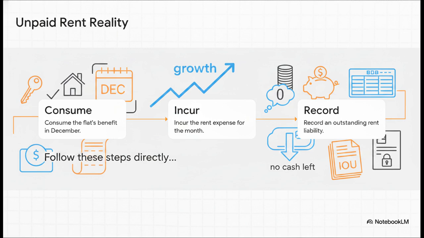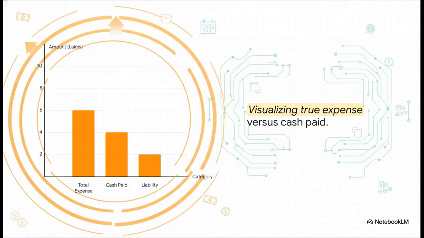Step 1, you consume the flat's benefit. Therefore, step 2, you absolutely must incur the rent expense in December. Your profit goes down. And because no cash actually left your bank, step 3, you record an outstanding rent liability. You owe the money. You use this space, so you absolutely have to record the expense and the liability right then and there.